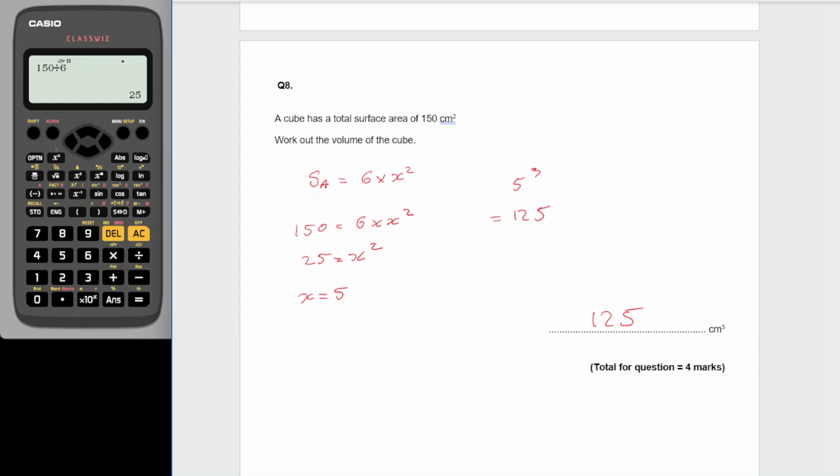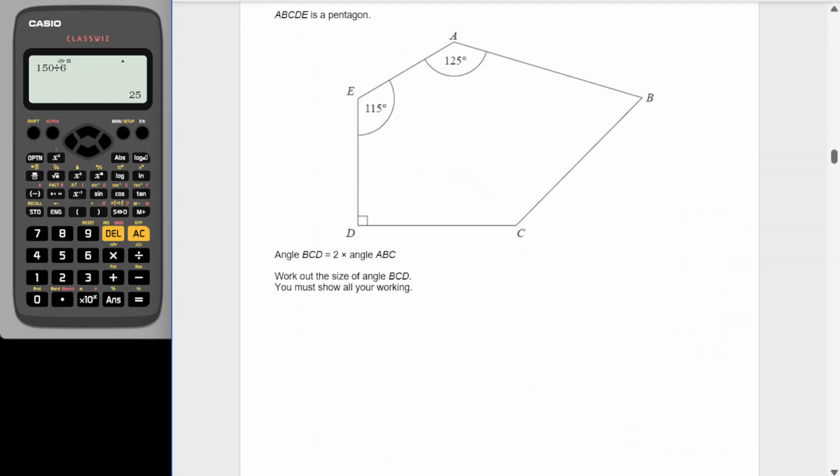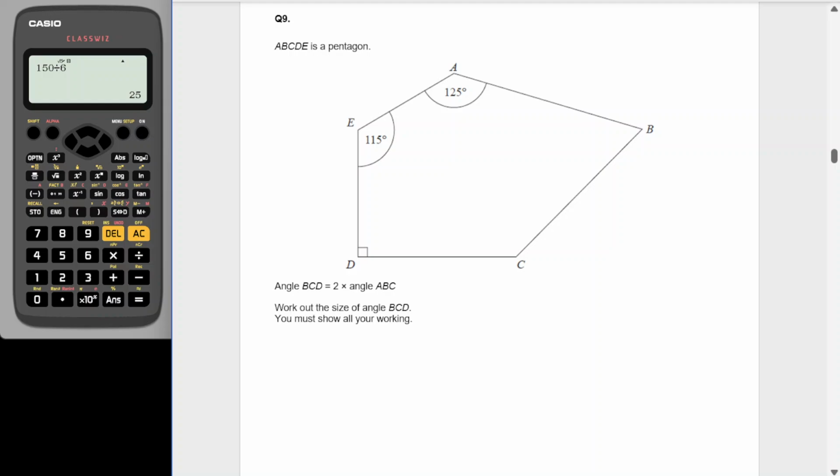Right. Question 9 then. So here's a pentagon. We're told angle BCD is equal to 2 times angle ABC. So if we say that that's x, then that would be 2x. Work out the size of angle BCD. So we actually want this angle, so I'm just going to underline that just to keep that as reference for myself.